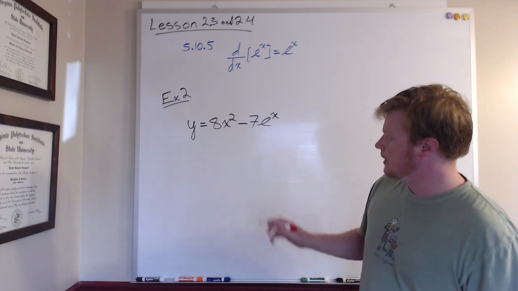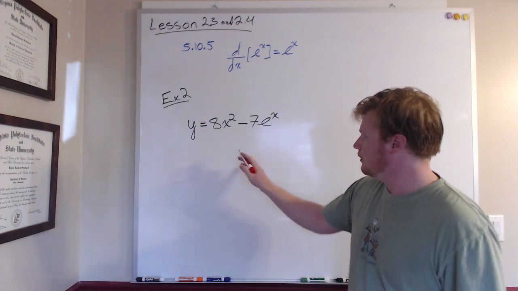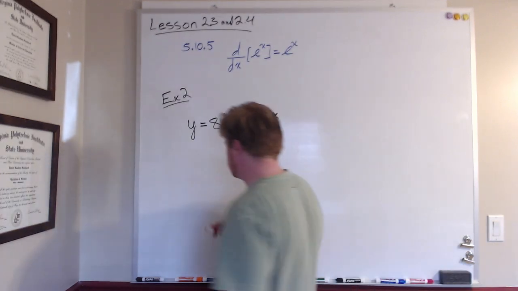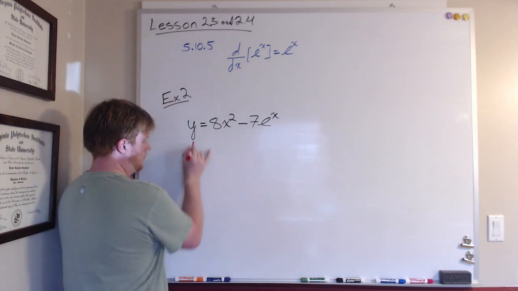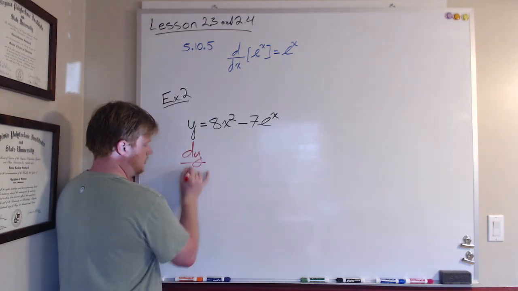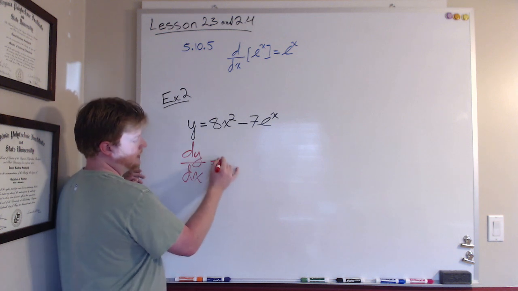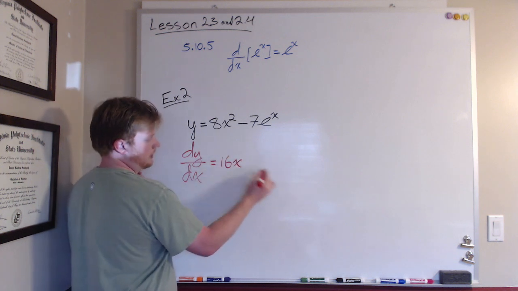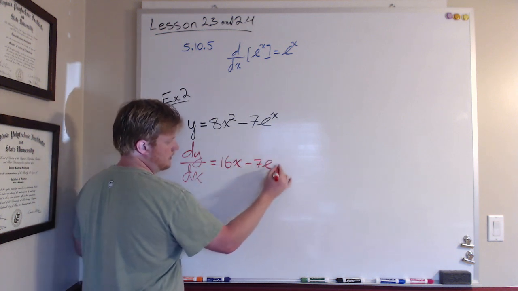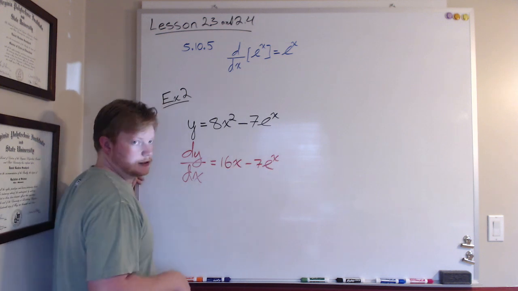So for this example, straight up power rule first. Let's do dy dx, just to change things up a little bit. 16x minus 7 e to the x. All right.